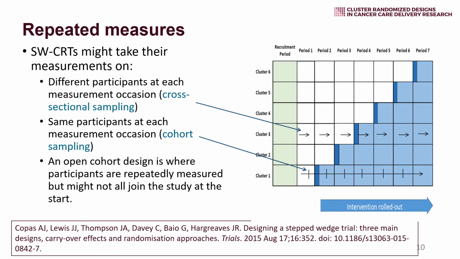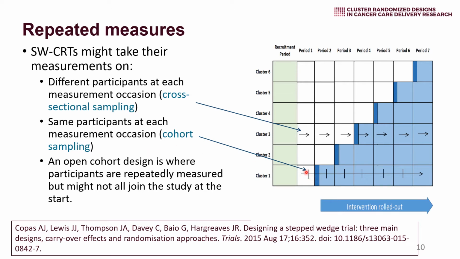So first of all, the issue of repeated measures. Stepped wedge trials, like multiple period cluster crossover designs, can take measurements on different participants at each measurement occasion. So we call this cross-sectional sampling. So at every different period in the design, a different participant is measured. But likewise, the same participants might be measured at each measurement occasion. So the study might adopt a cohort sampling mechanism.